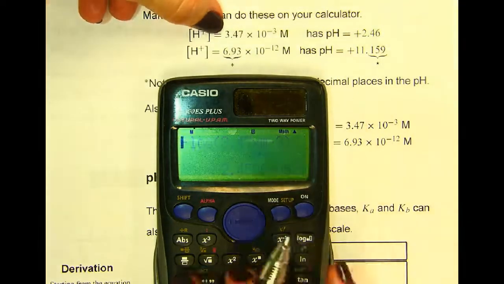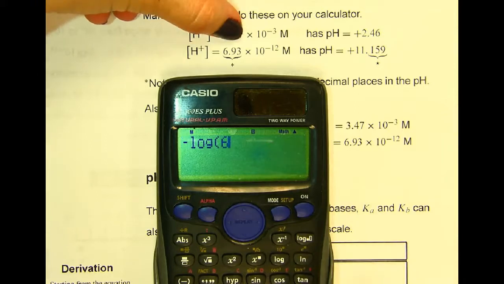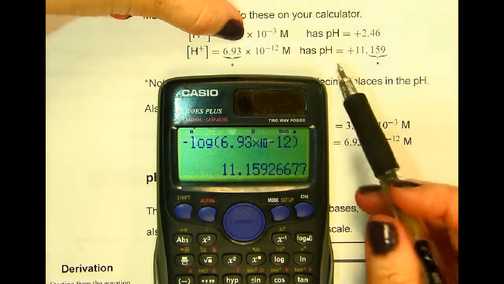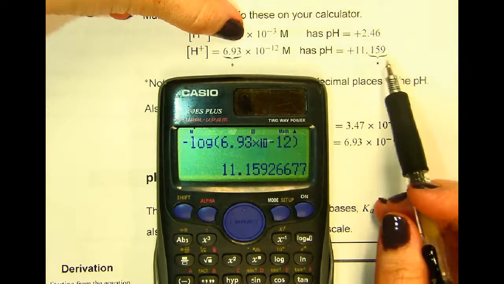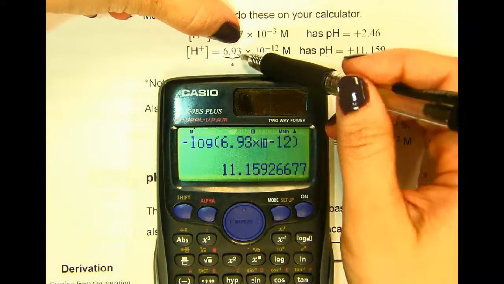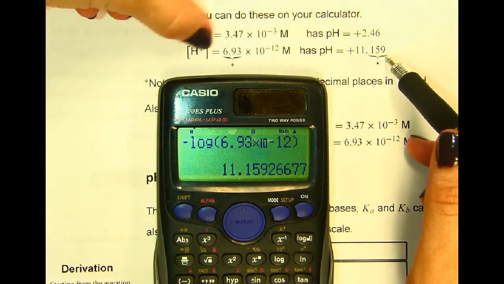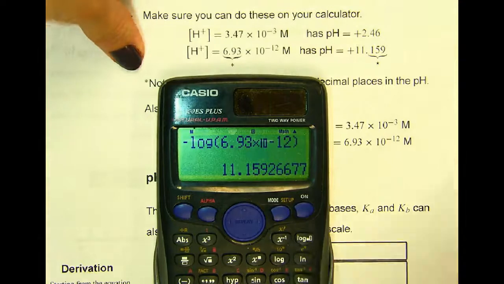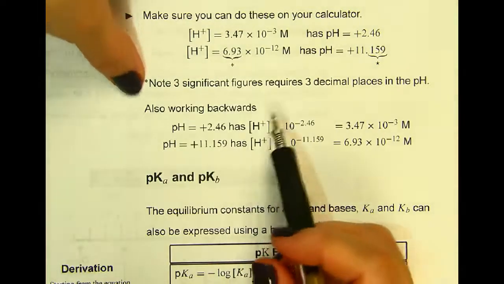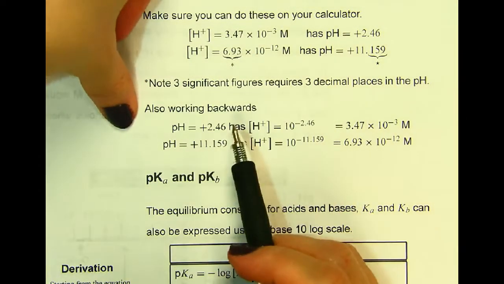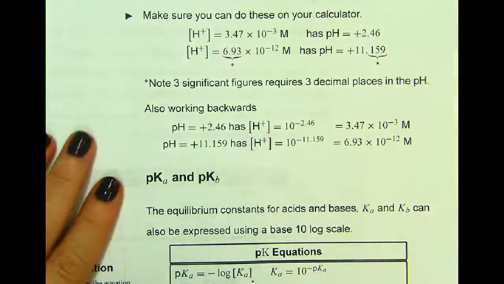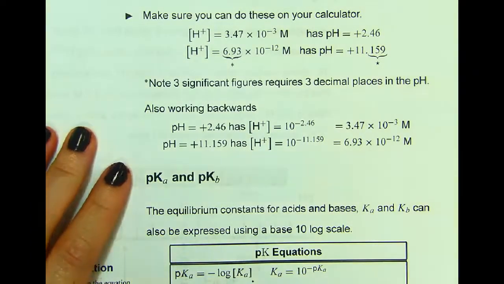Here, I'm going to take the negative log of 6.93 times 10 to the negative 12, and that's going to give me a pH of 11.159. Because this has 3 sig figs, this should have 3 decimal places, and that's how far you round for sig figs with pH. So note 3 sig figs requires 3 decimal places in the pH. If you're working backwards, you should be able to type these in your calculator as well.